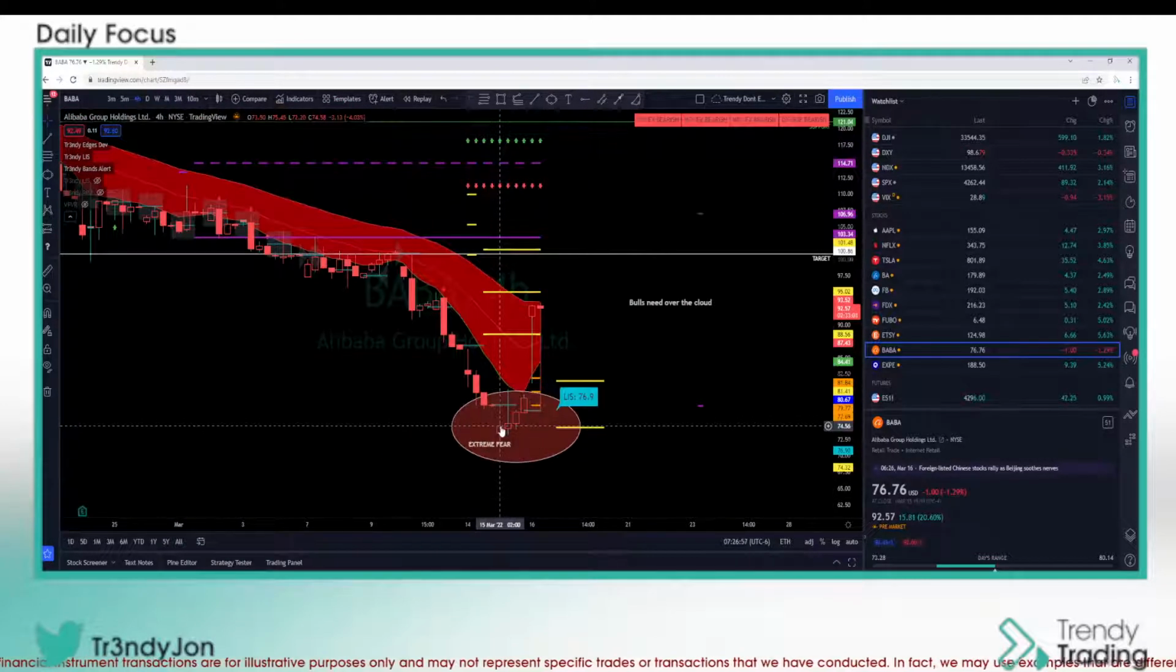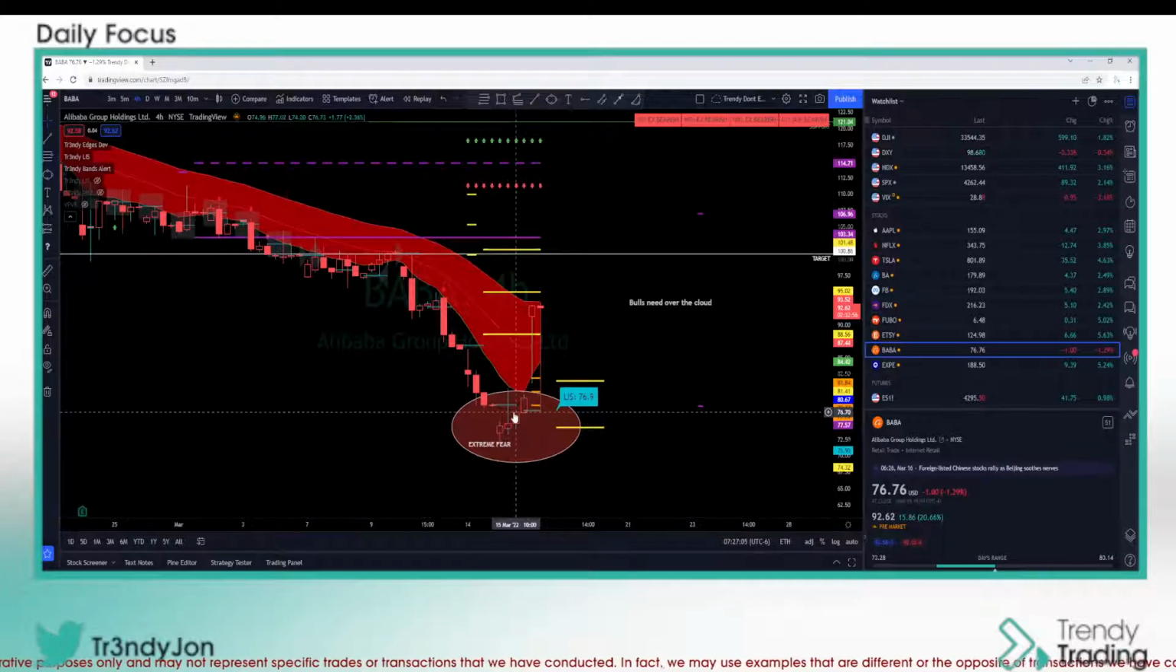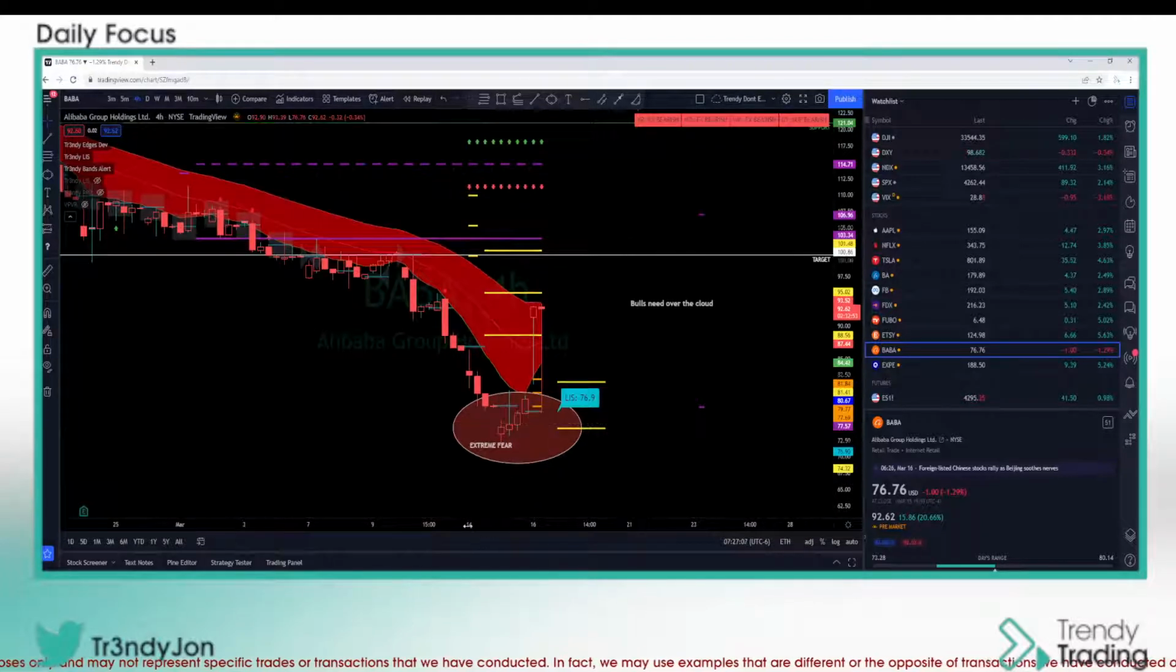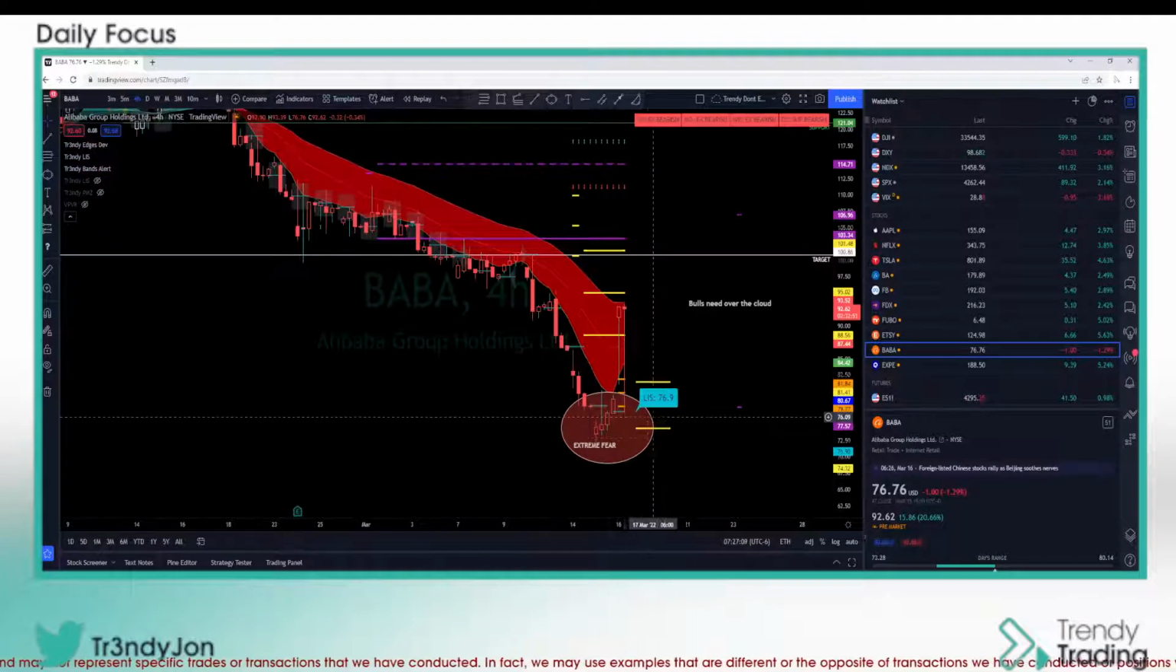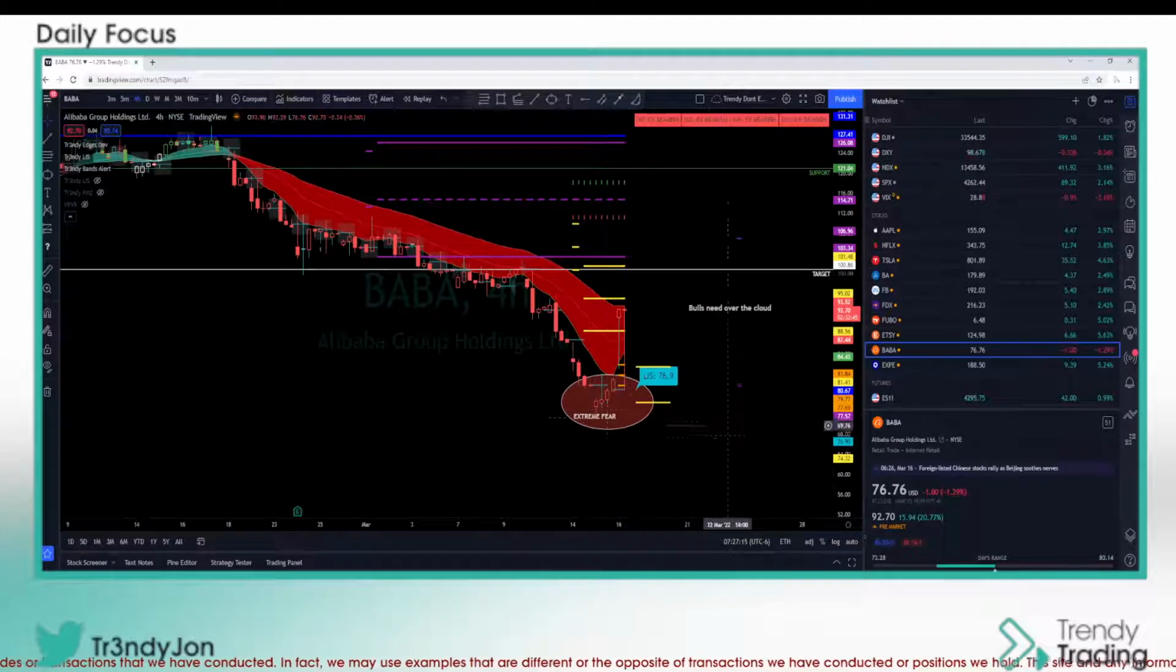And here we have extreme fear. China, they're going to delist every stock you've ever heard of, right? It's complete crap. All right. And so, you have to buy fear. You can't trade with scared money. You've got to take a chance every once in a while. And this is what we're looking at.